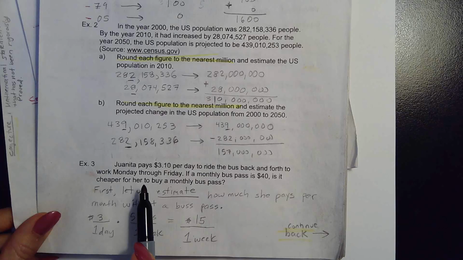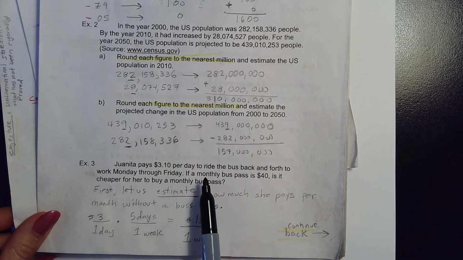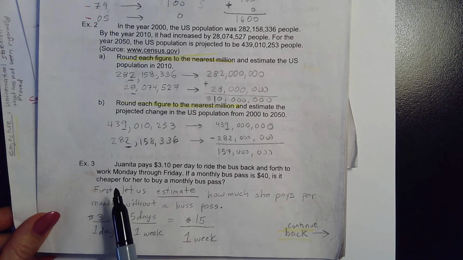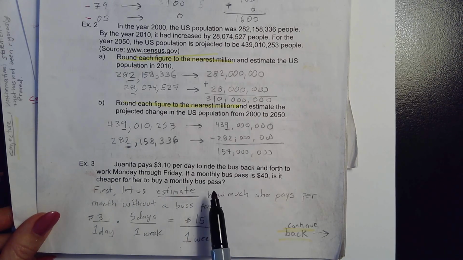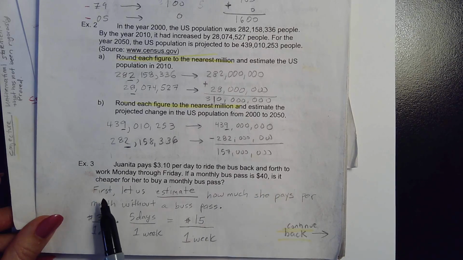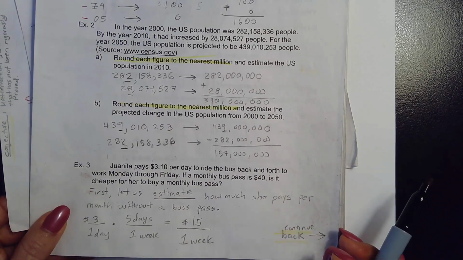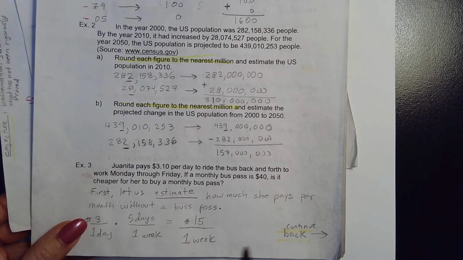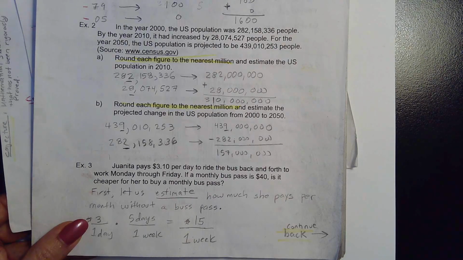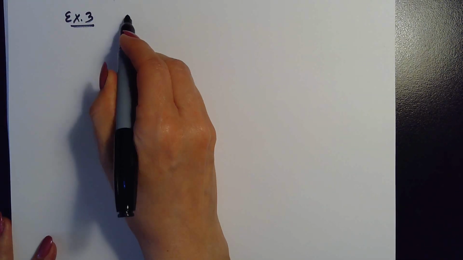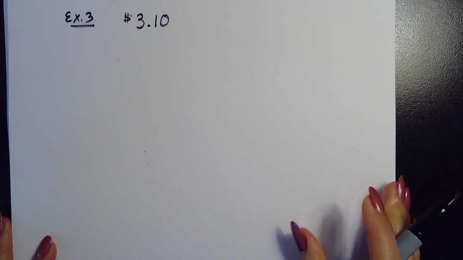And number 3, let me read it. It says Juanita pays $3.10 per day to ride the bus back and forth to work Monday through Friday. If a monthly bus pass is $40, is it cheaper for her to buy a monthly bus pass? So is it cheaper for her to get the pass or to just pay $3.10 per day? Now, she does ride the bus 5 times because it's Monday through Friday, right? So if you look at what she's spending, we know she's spending $3.10 daily.